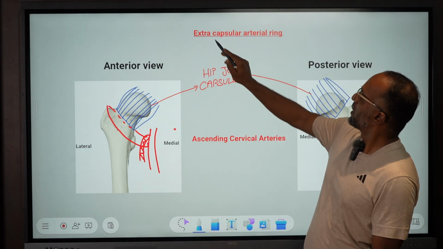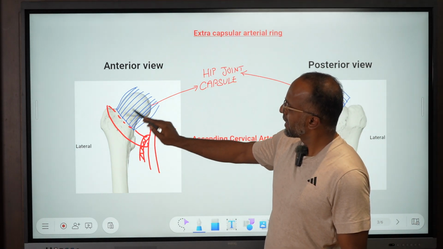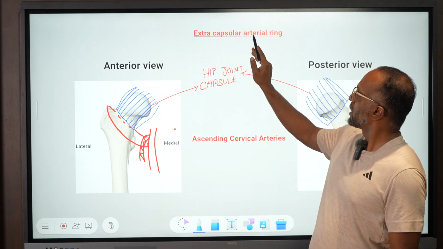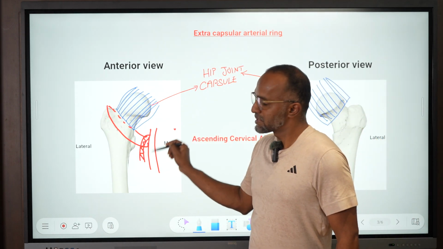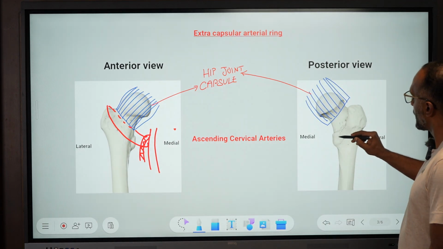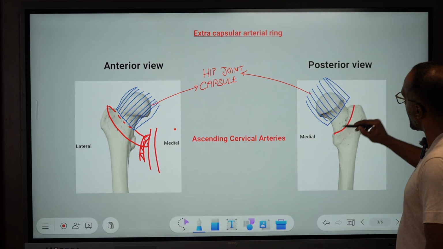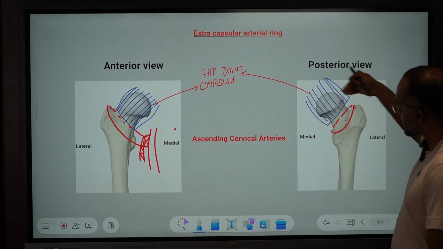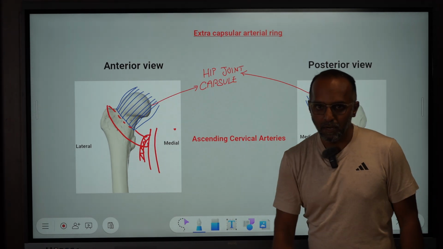that is called extra-capsular. This ring is outside the capsule. That is why it is called extra-capsular arterial ring. So this is the extra-capsular arterial ring. Similarly, this is the posterior part. So this is one artery, another artery comes from the back, and these two together form the extra-capsular arterial ring.